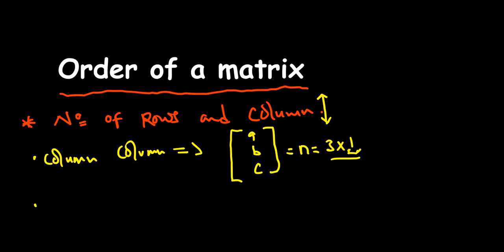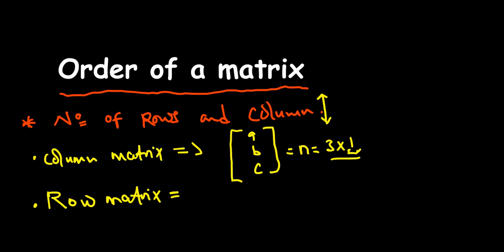And then another one is what we call a row matrix. Here I should have written matrix there. Why did I write column? So that's a column matrix there.